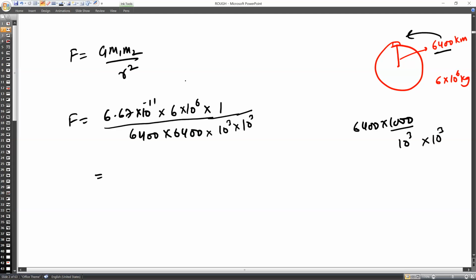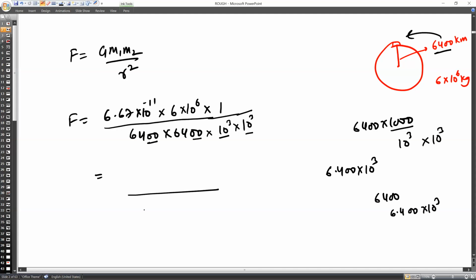This is simple. How can you calculate here? First of all, you have to take all the zeros here. Two zeros here, two zeros here, three here, three here. You can write it this way: 6400 can be written as 6.400 into 10 to the power 3.